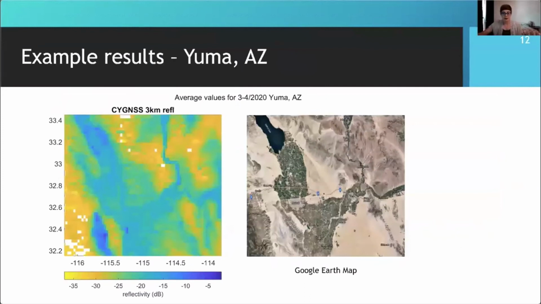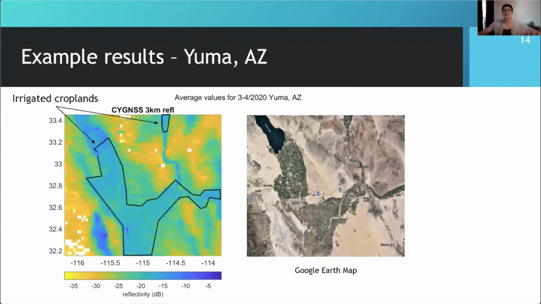Here's one final example, looking at a much smaller geographical area near Yuma, Arizona. This is the same Google Earth map that I showed on the first slide, but here the map on the left is displaying Cygnus reflectivity values at the 3-kilometer scale. The color bar shows that dark blue is the highest reflectivity in decibels, where higher reflectivity correlates to higher moisture content. We can clearly see the Salton Sea and the Colorado River have high reflectivity values on this map. More importantly, the irrigated croplands with higher soil moisture than the surrounding desert also have higher reflectivity values.